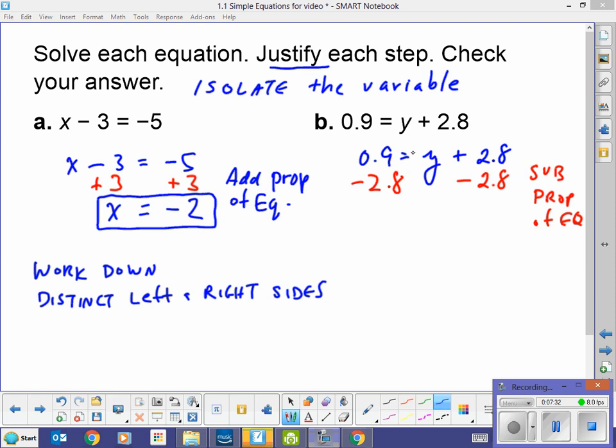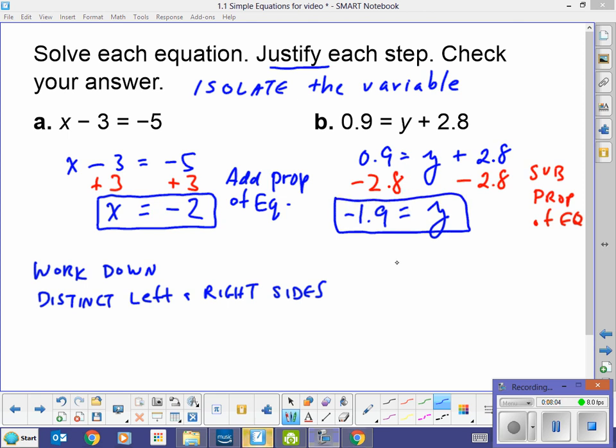Okay, so simplifying both sides. Now again, I want to make sure my equal sign is in line with the equal sign above it. So I have a left side and a right side. 2.8 minus 2.8 is 0, so this side just becomes y, because y plus 0 equals y. And then 0.9 minus 2.8 is negative 1.9. And again, the solution is at the bottom of my work.